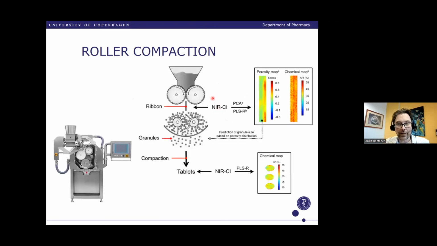So in our specific case, what we could do is this chemical mapping. We can look at the porosity of ribbons and also make a chemical map at the same time. What we can see here is that at the different roll speeds, all of a sudden we don't have a uniform porosity of material. At the same time, we had quite uniform chemical composition, but the physical composition was changing. And that can be problematic if you link it to the behavior later on. And in the same way, we can take a chemical map of tablets after compaction and make sure that we have the right amount of API in them.